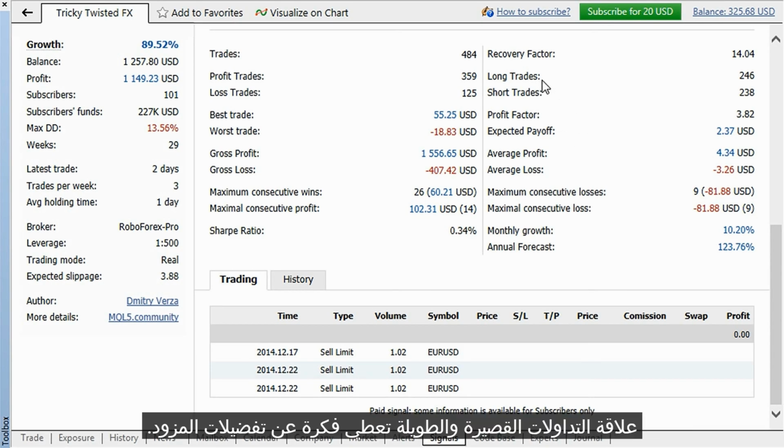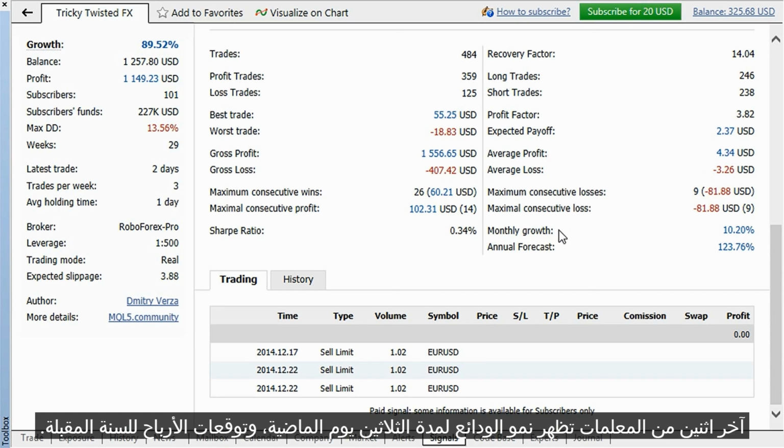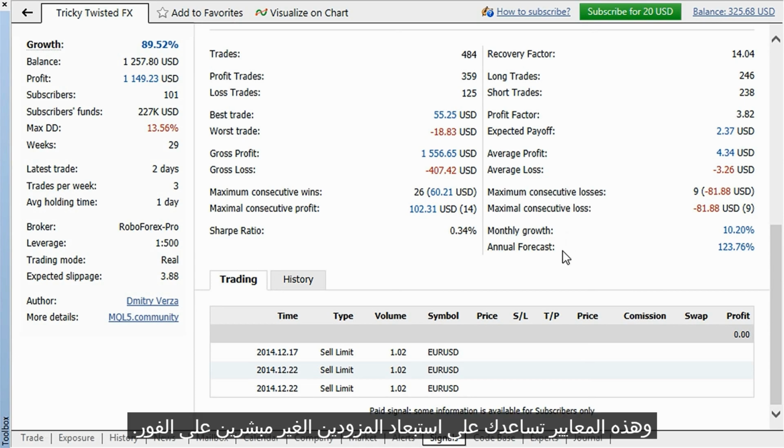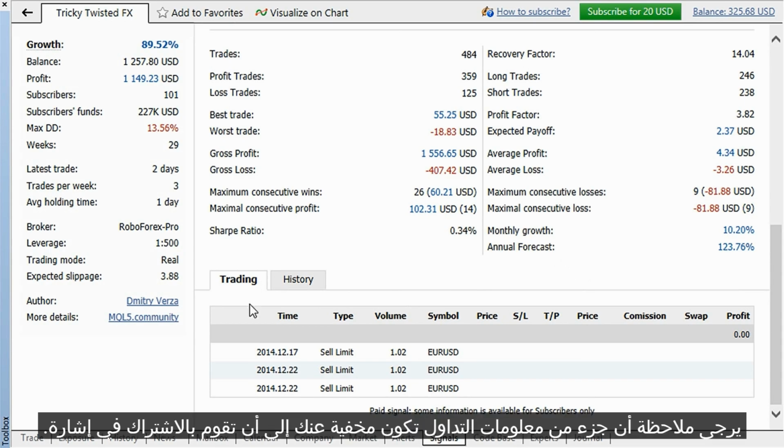A relation of short and long trades gives an idea of the provider's preferences. Average profit and average loss show the average result of profitable and loss-making deals. The last two parameters show deposit growth for the last 30 days and profit forecast for the year ahead. These parameters will help you exclude unpromising providers straight away. Current positions and pending orders are listed at the bottom of the page. Please note that a part of the trade information is hidden from you until you subscribe to a signal.